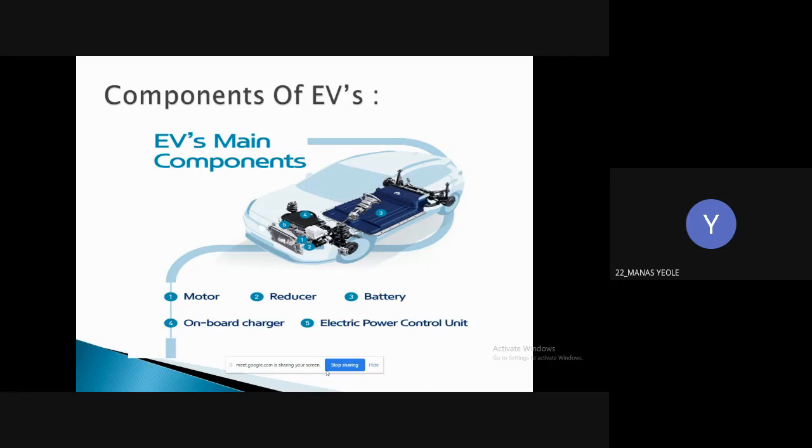Now, next is the battery. The battery stores electrical energy and is the equivalent of a fuel tank in an internal combustion engine. The maximum driving distance of an electric vehicle is often determined by the battery capacity. The higher the capacity, the higher the driving distance. Now, next is the onboard charger.